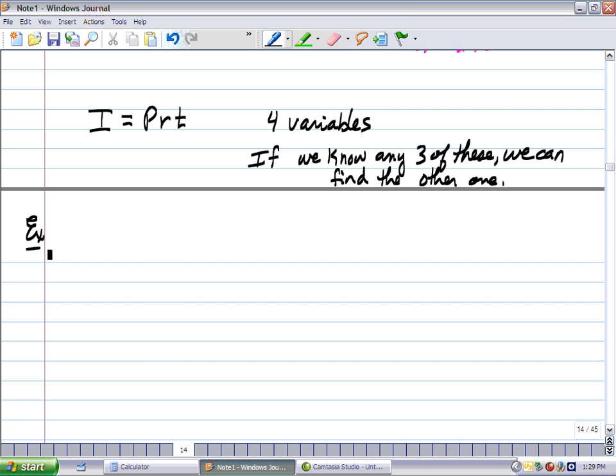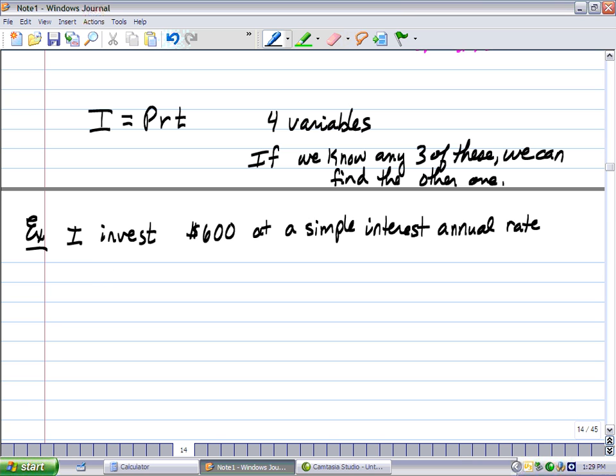So let's do an example of that. Let's suppose I invest $600 at a simple interest annual rate of 5%. How long must I leave it until I have $700?